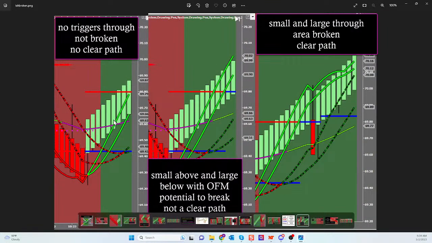Three easy pictures. Price reaches resistance. No triggers are through. The area is not broken. There is no clear path. Rule number 2 is not met. Both small and large break above resistance. Resistance begins to act as support. There's one of those tails. This is where you have that clear path, when both small and large make it through the area. Guys, that's it. It's a 2-part process.